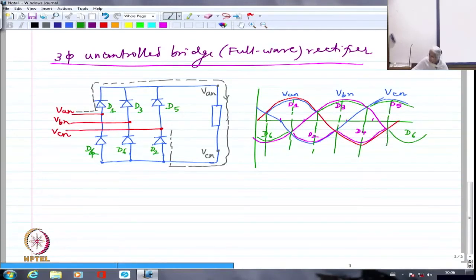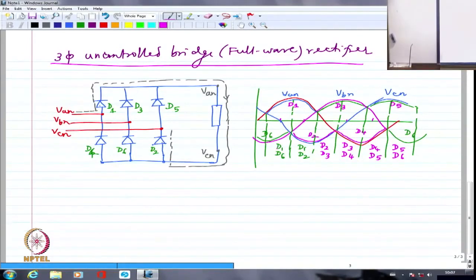So here D1 and D6 conduct. Here D1 and D2 conduct. Here D2 and D3 will conduct. Here D3 and D4 will conduct. And here I am going to have D4 and D5 conducting. Here D5 and D6 conducting, then again D6 and D1, which is the first interval. You get my point? This is how they are going to conduct.